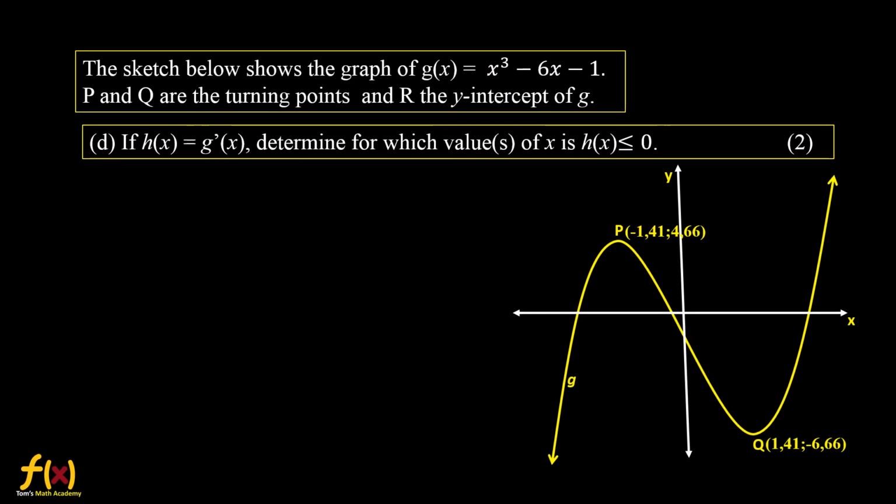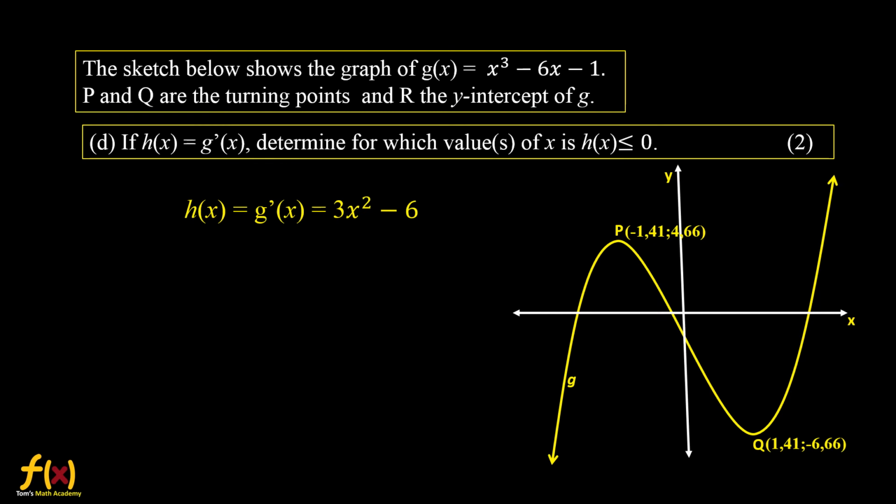If h(x) equals g'(x), we have given another name for the derivative: h(x) is g'(x). Determine for which value or values of x h(x) is less than or equal to 0. What is h(x)? It is g'(x), that is the derivative. Let's go to the derivative. It's only 2 marks.